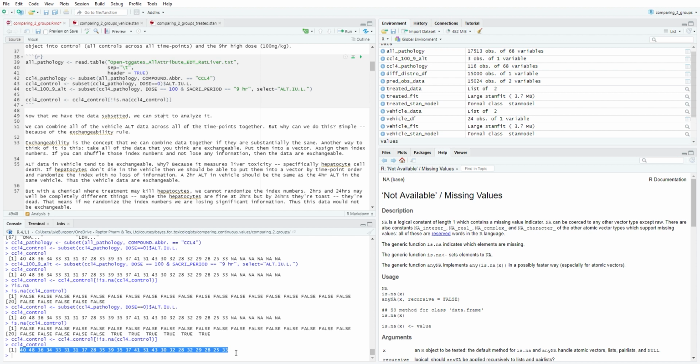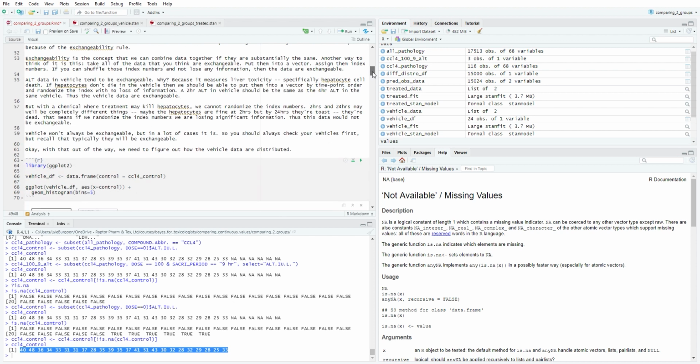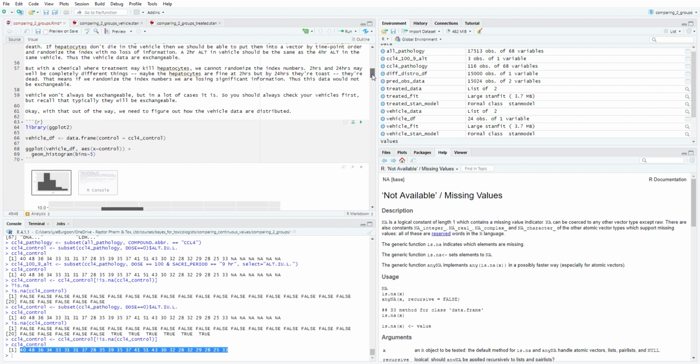Okay, so that is exchangeability in a nutshell. So what this means for us is that we can actually exchange all the vehicle data. They're exchangeable, so we can bring them together as one whole data set, which is just absolutely awesome.